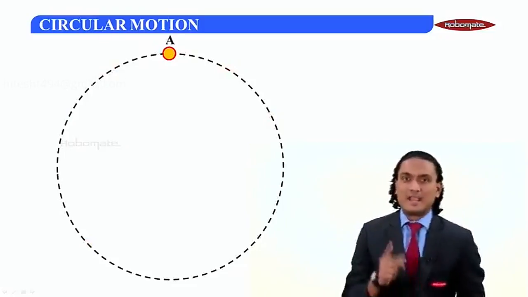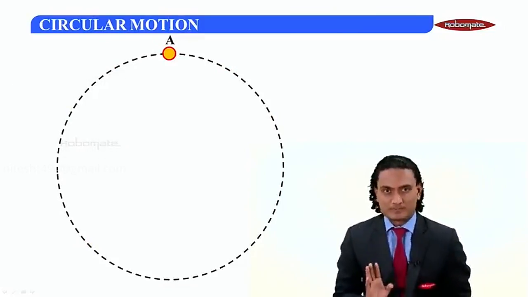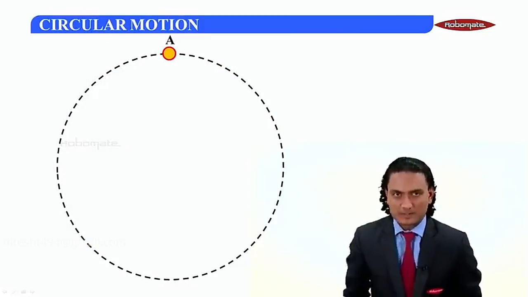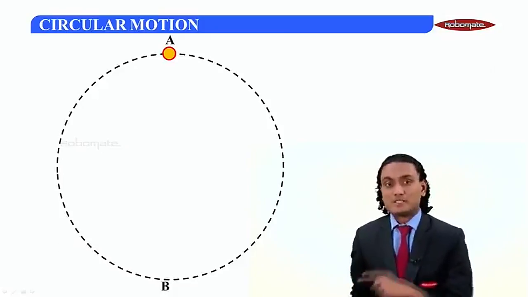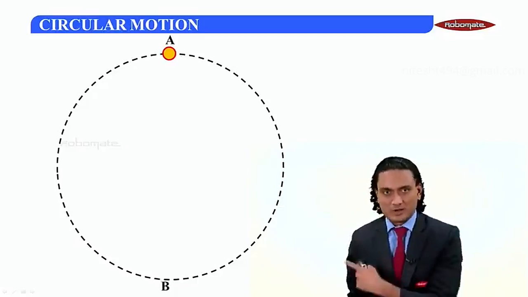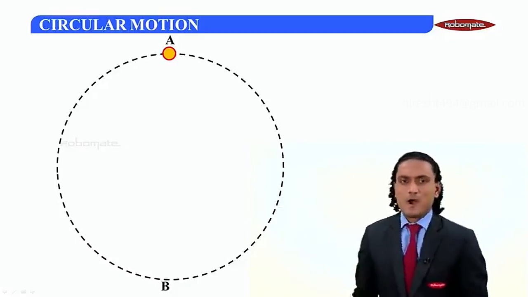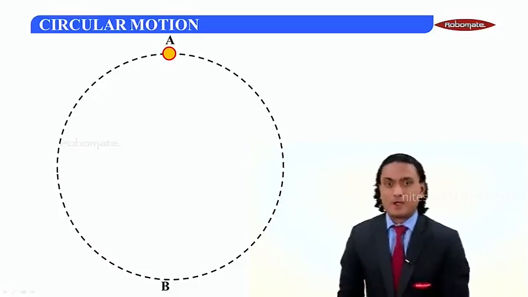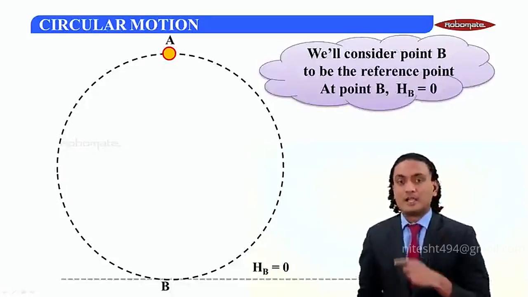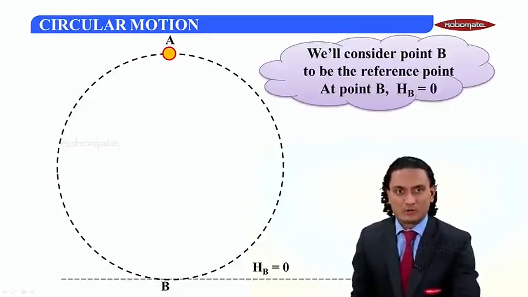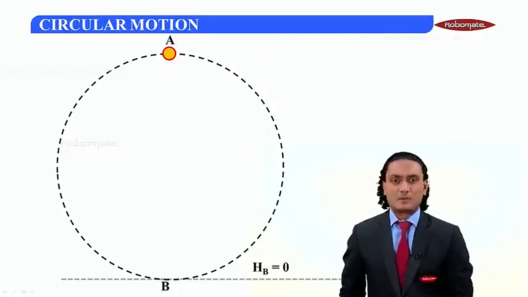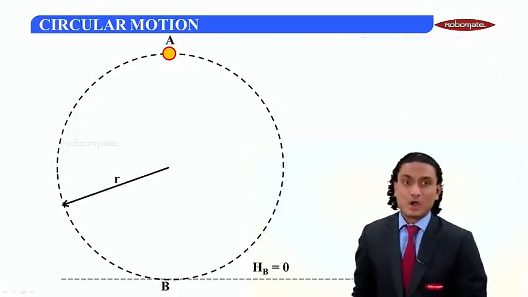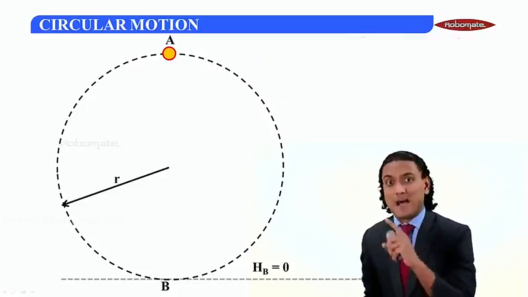Now, let A be the topmost point. Alright, A is the topmost point. I am going to consider one more point, point B. Point B is the bottommost point of this vertical circle. Now, point B is my reference point. So if point B is my reference point, then the height of point B will be 0. Is that clear? Fine.